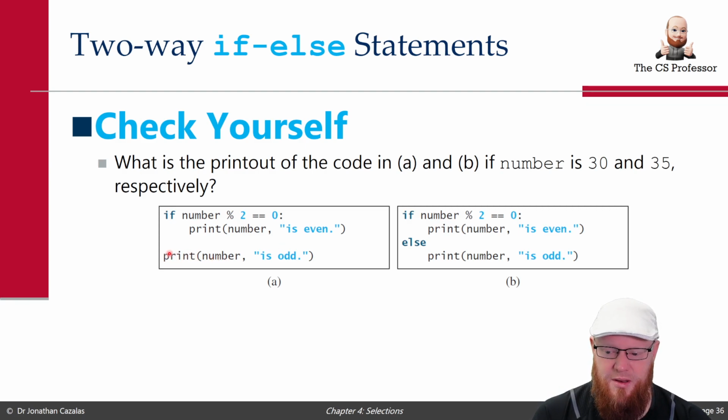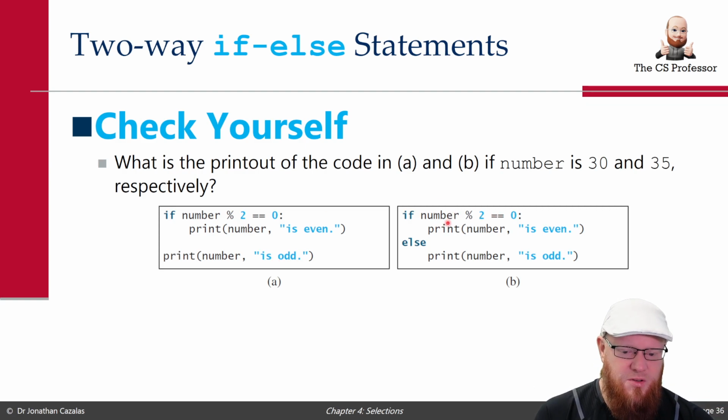Because this print statement is not indented over, right? It's not inside the if statement, and there's no else. So it's kind of weird. We're going to say, yeah, 30 is even is what's going to print, and then it's going to print 30 is odd, which is not what we're expecting.